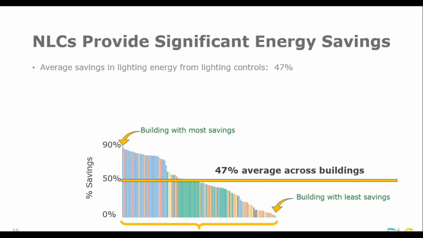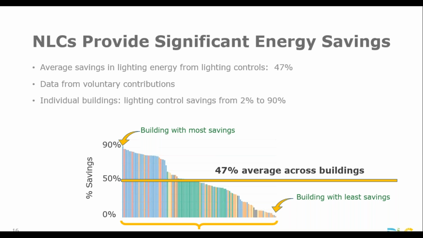The portfolio of buildings that were included were simply selected because data was available. They are not necessarily a representative sample across different types of commercial buildings or across control products. They were simply buildings where we could get our hands on data from the network controls. Each individual building saved anywhere from 2 to 90% of the lighting energy. That's a large range, and Teddy will explore some factors that could account for some of that range.